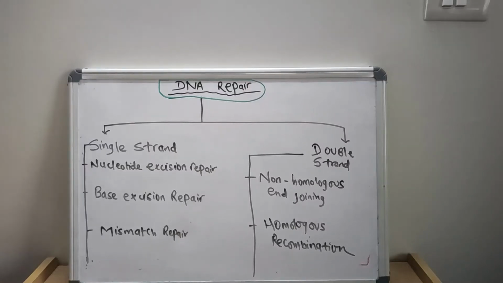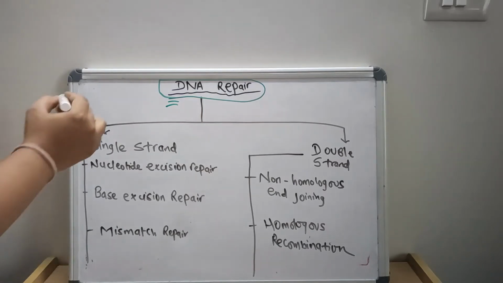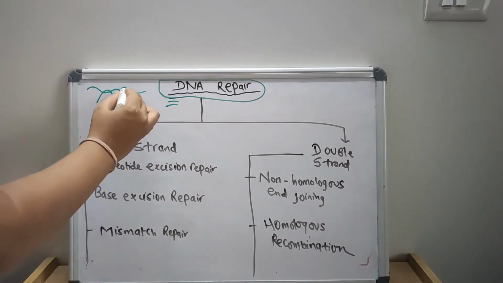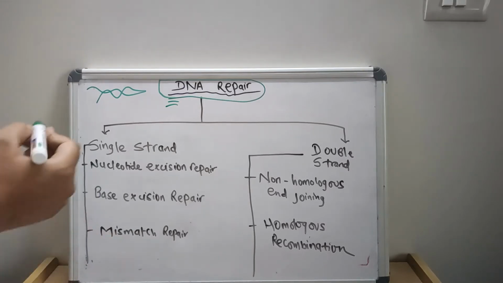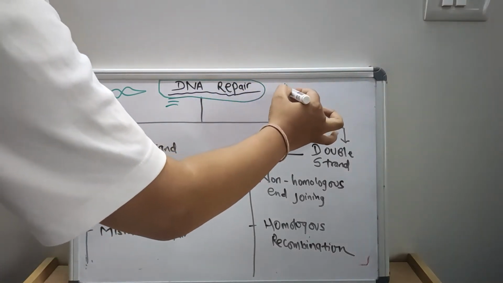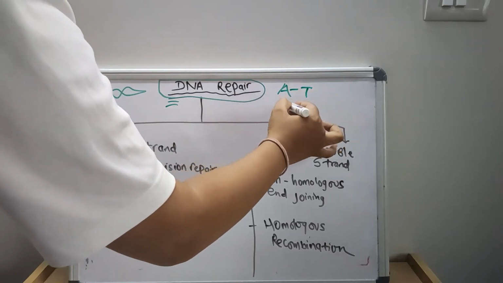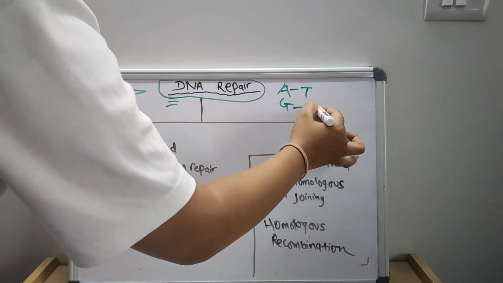Hello everyone, today we are going to discuss DNA repair. The structure of the DNA can be damaged in a number of ways through exposure to chemicals or radiation. Incorrect bases can also be incorporated during replication. So during replication, A should always pair with T and G should pair with C.